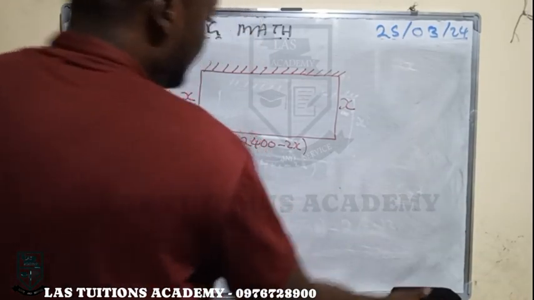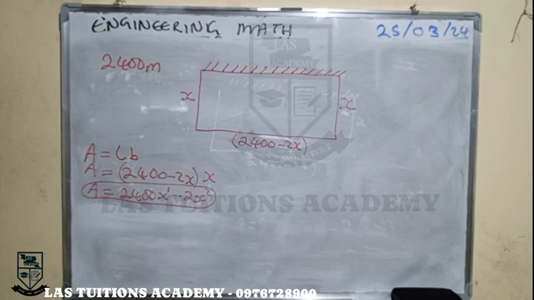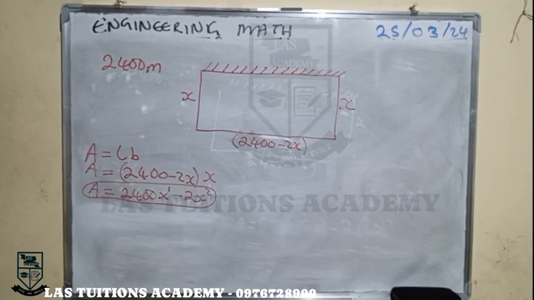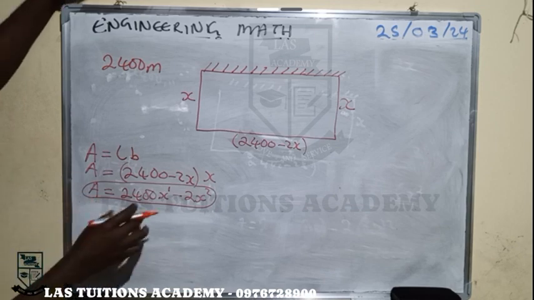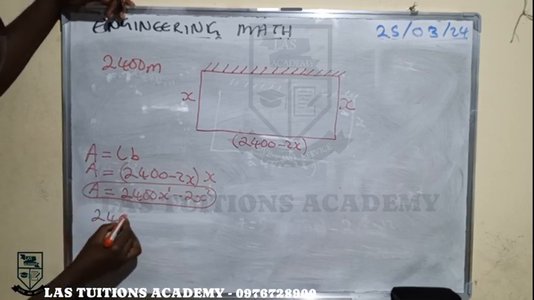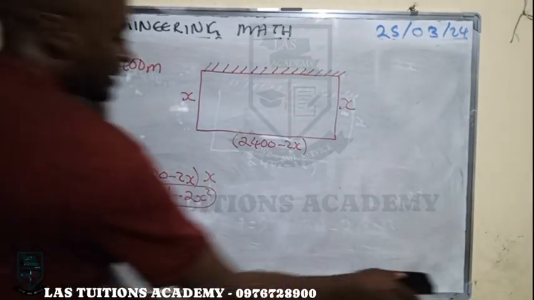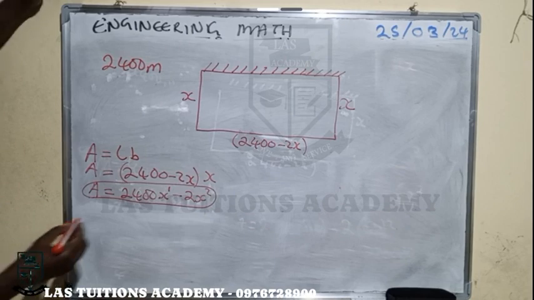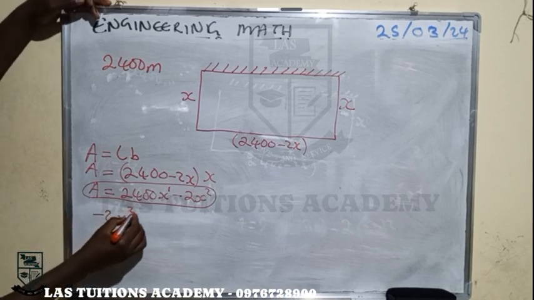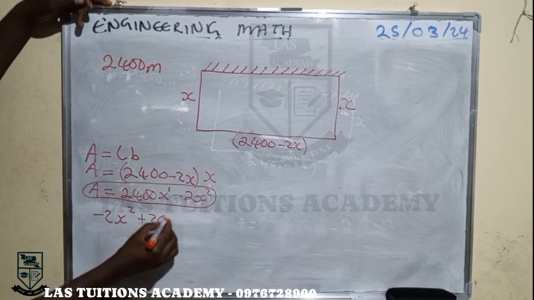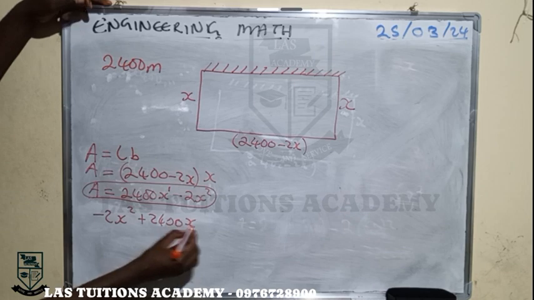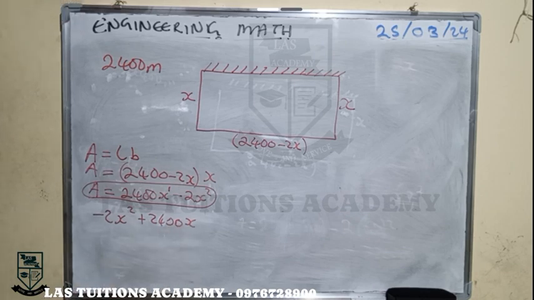So now, the other method we are going to use is the completing the square method. We need to start with the negative 2, so we're going to have negative 2x squared plus 2,400x, which is our area.